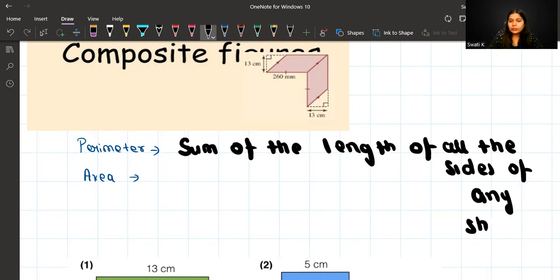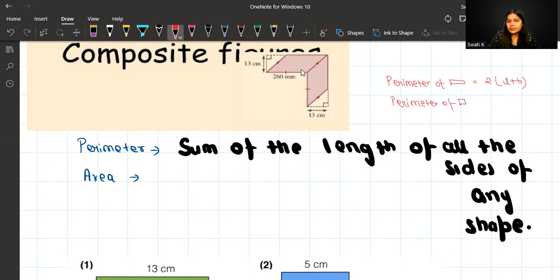Talking about area, we have a different formula for different shapes. I'll take the shape and tell you the formula. In general, the perimeter of a rectangle formula is 2 times L plus B. The perimeter of a square formula is 4 times side. For the other shapes, I'm not writing a formula for perimeter. We can directly use the sum of the lengths of all the sides and we will get the perimeter.